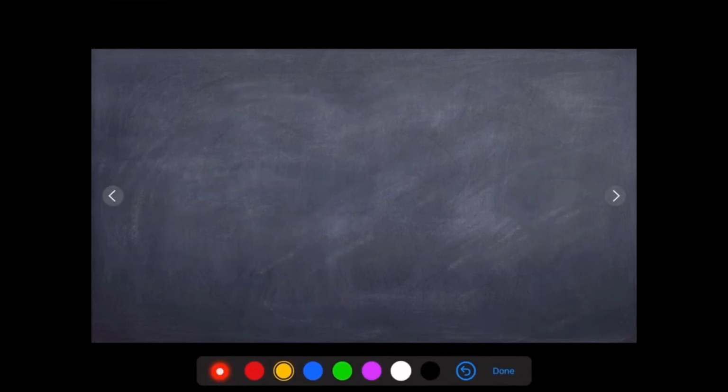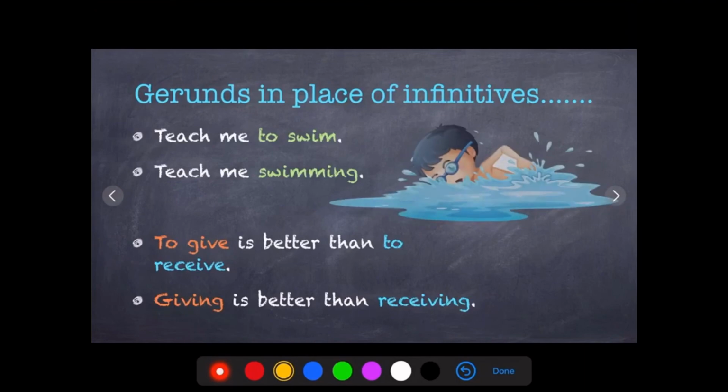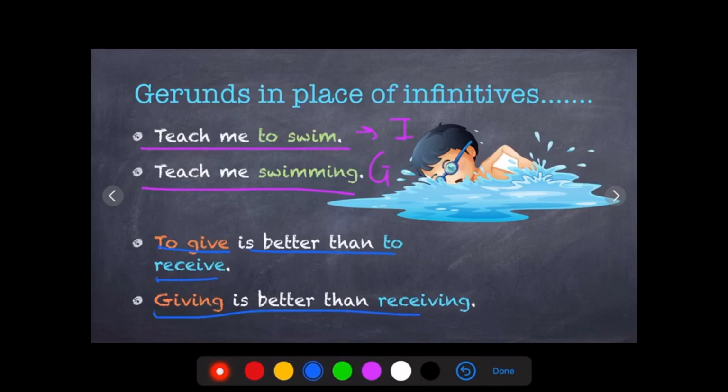Let us move forward with gerund in place of infinitives. Now over here, teach me to swim. This is an infinitive, right? To swim, to plus main verb. Teach me swimming. This is a gerund, main verb plus ing. So you can either write "teach me to swim" in infinitive form or "teach me swimming" in gerund form. So it can be converted from one form to another. To give is better than to receive. Giving is better than receiving. To give is converted into giving. To receive is converted into receiving. So this conversion happens, and it is really easy to convert from one form to another. I hope you understand this part, like converting gerund into infinitives.